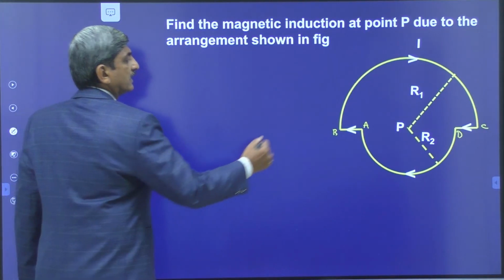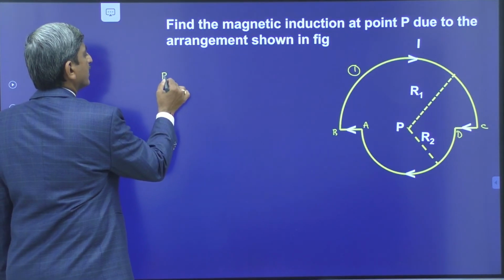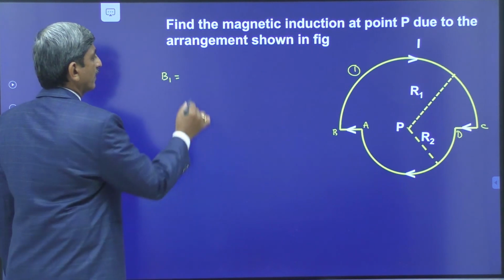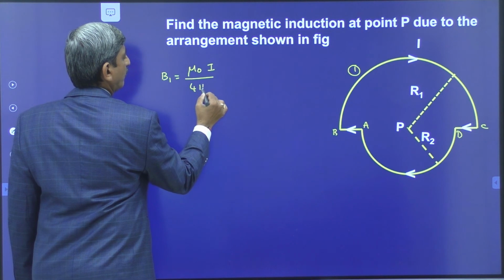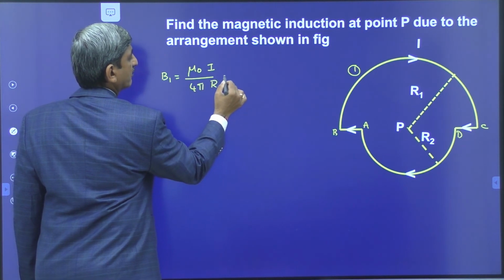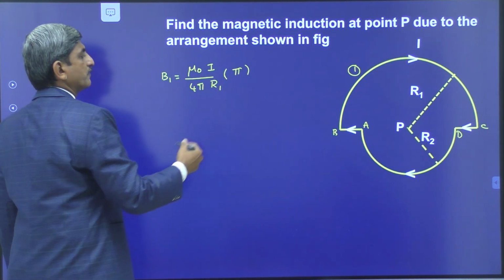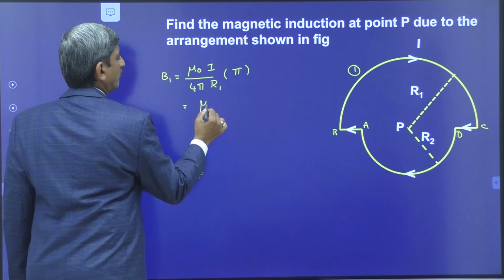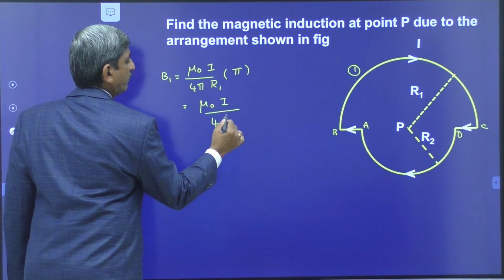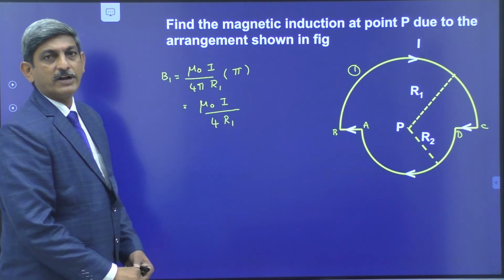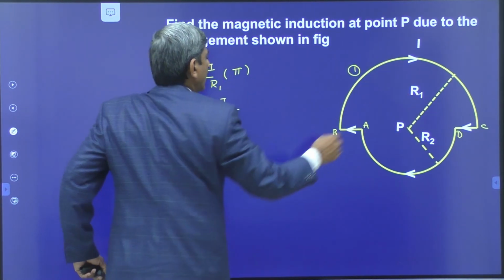So using that, the magnetic field produced by the larger one is given by B1 is equal to mu naught I divided by 4 pi R1 into theta. Here theta is equal to pi. So pi cancelled and it becomes mu naught I divided by 4 R1. What is the direction of the magnetic field? Here the direction of the magnetic field is perpendicular to the board and entering into the board.